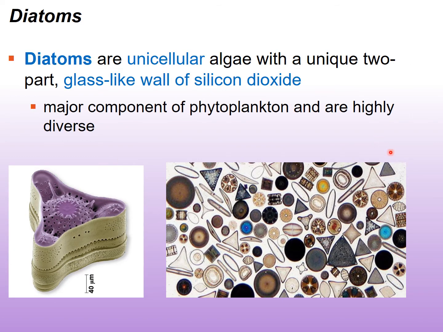Now, the diatoms are unicellular algae. They contain a glass-like wall made out of silicon dioxide. They're actually a major component of phytoplankton, and they're very diverse. You can see the diverse shapes, and this shows a scanning electron micrograph of one type of diatom. Again, they have many, many different shapes.